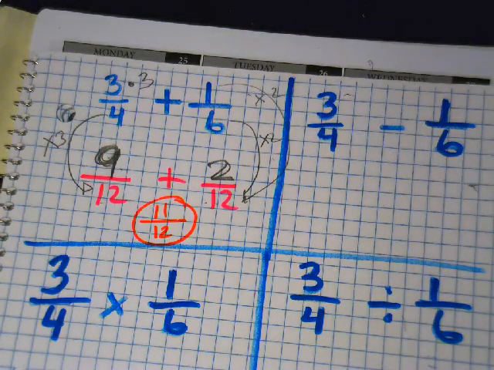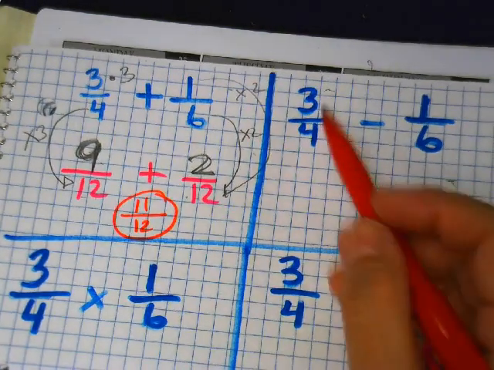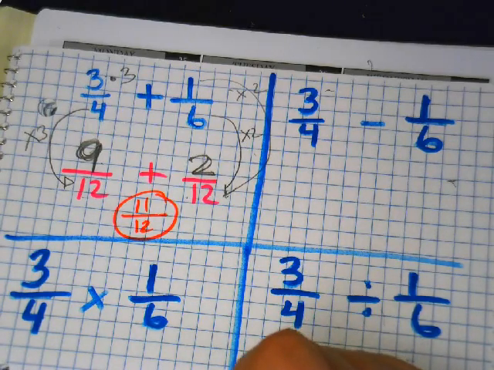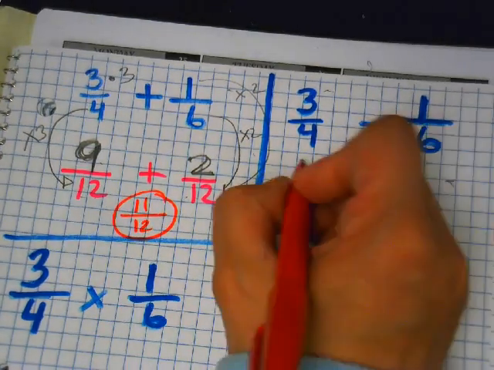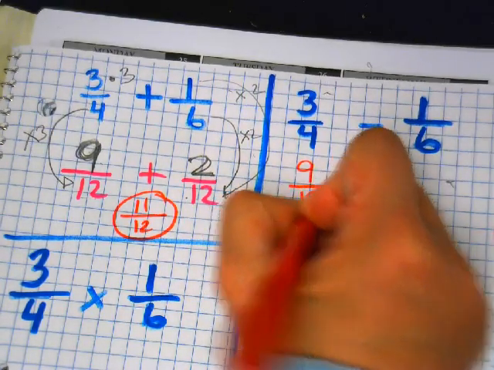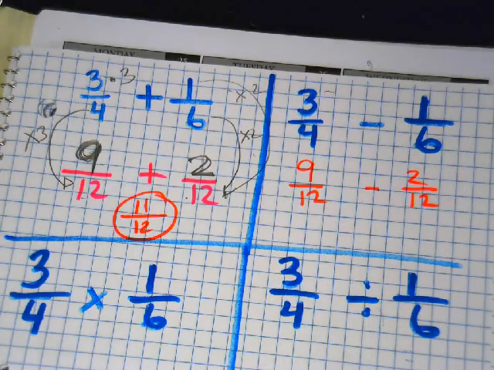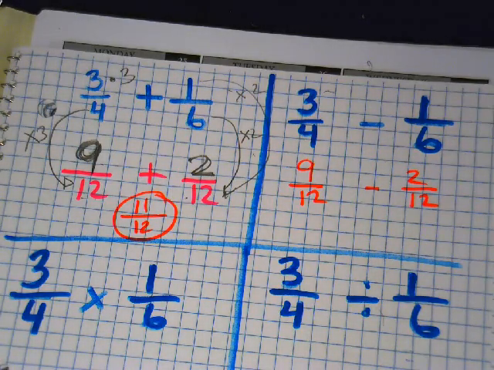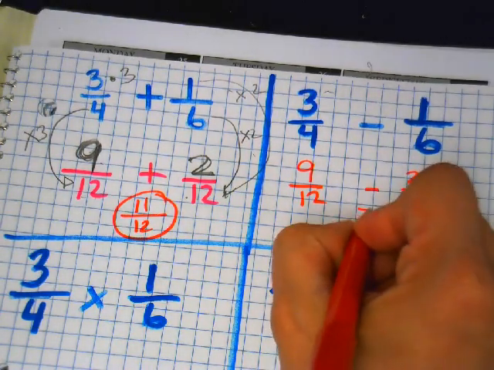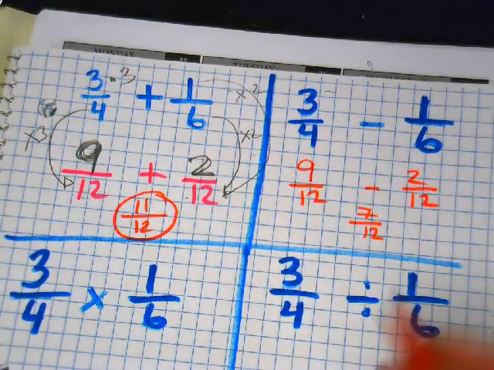All right. 3 over 4 minus 1/6. What are my 2 new fractions that I get to use? 9 twelfths minus 2 twelfths. I already did the work, right? And what is this equal to? 7 twelfths.